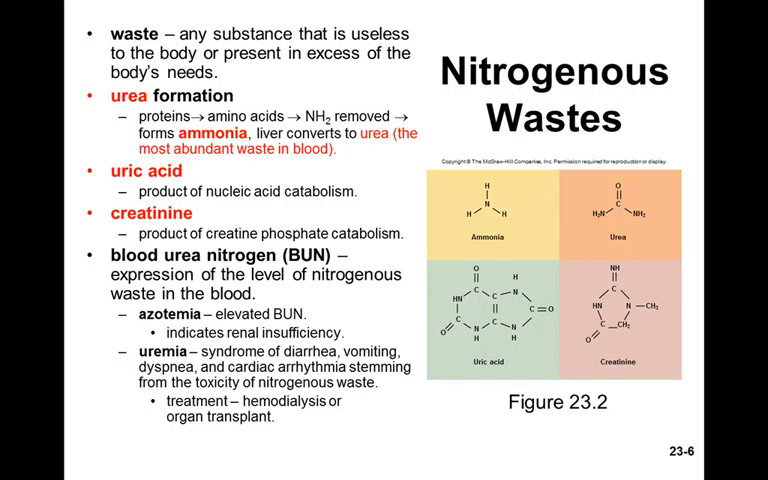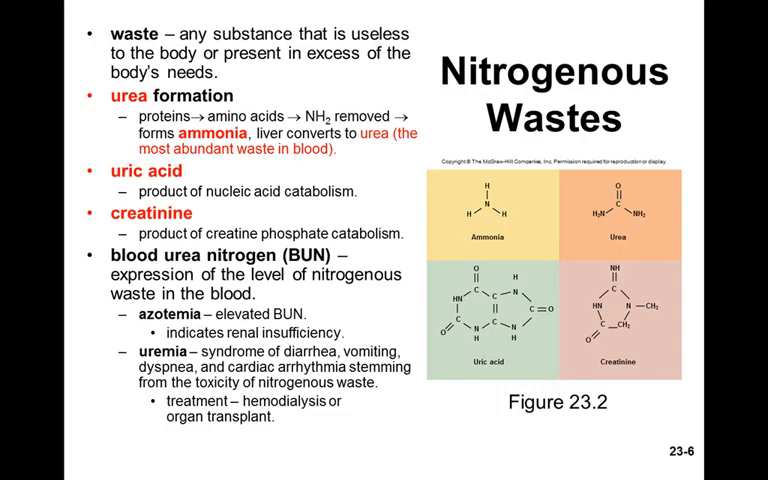Urea is the most abundant waste in the blood. So this is the biggest waste that the kidney and the urinary system is concerned with getting out of the blood. First of all, it's basically the breakdown of proteins. Proteins break down to amino acids, break down to NH2, which is removed, which forms ammonia, which gives urine the smell, the odor. And then, of course, the liver converts that ammonia into urea. And then urea is what's actually excreted in the urine.